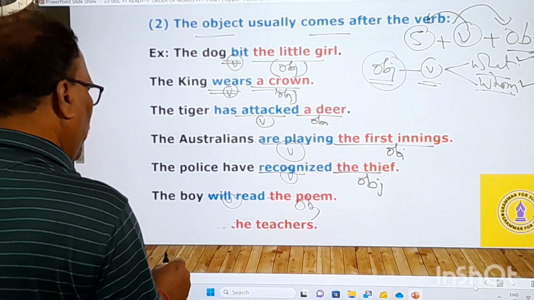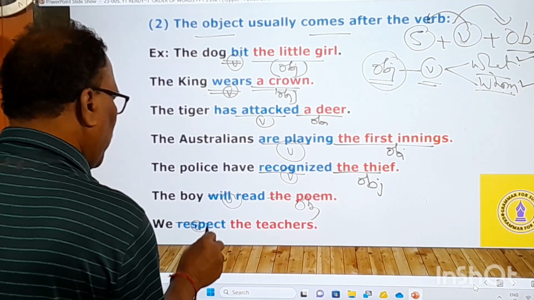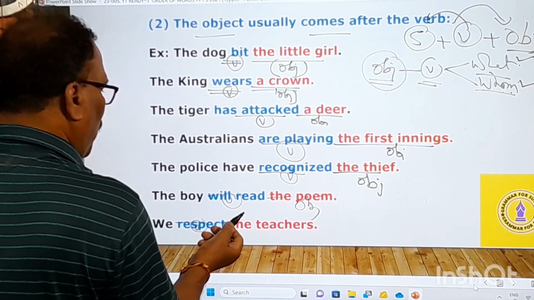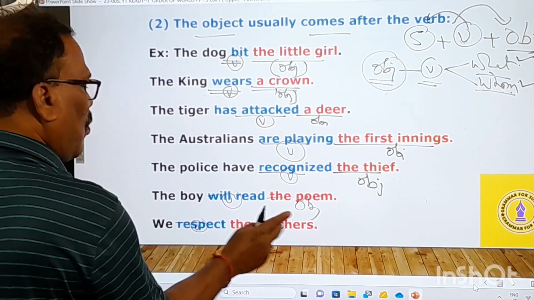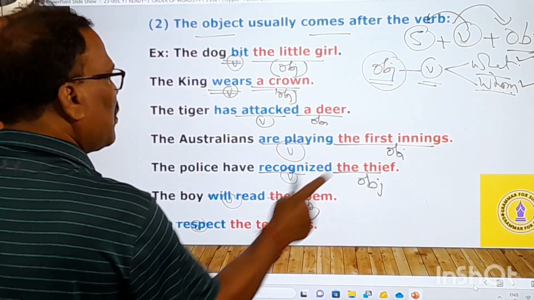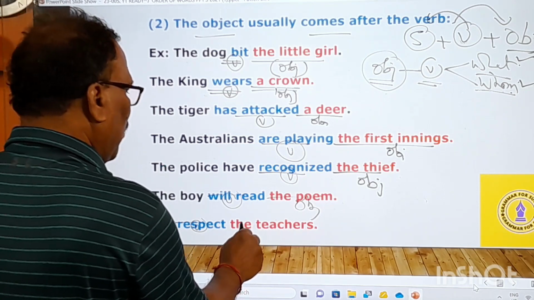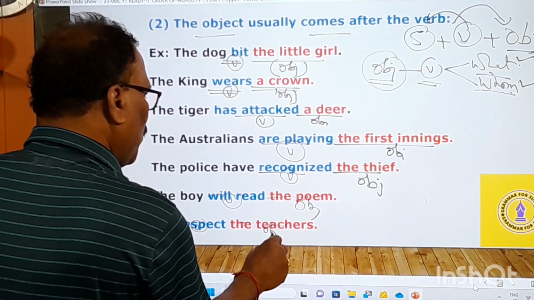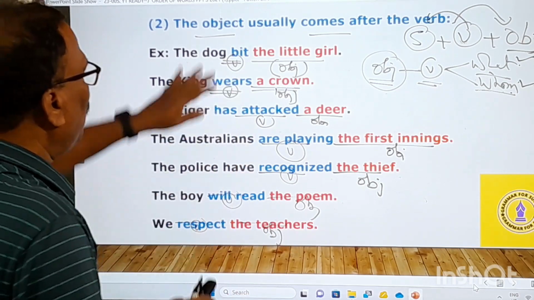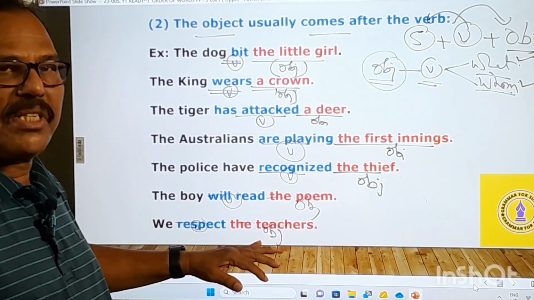And the last example is we respect the teacher. We respect. Okay. Respect is the verb. We respect what? No answer. We respect whom? If there are persons, you must know that stands as an answer for the question of whom. Okay, the teacher. This is the object. So in this way, all blue colored words are verbs and red colored words are objects.